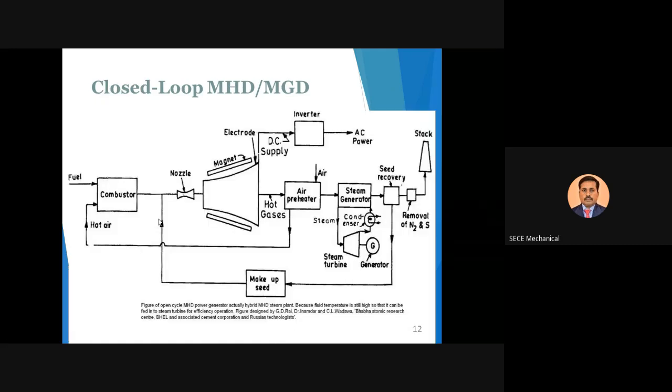Last class we discussed what is meant by combined cycle. A combined cycle is nothing but two cycles combined together to produce power. That means a Rankine cycle, the coal-based steam thermal power plant, and a gas turbine power plant, that is your Brayton cycle. Both are combined together to produce power, in a similar manner to the closed loop MHD generator. One power you get from the MHD generator, and another power you get from the steam turbine, so both can be utilized. So the closed loop MHD generator is also called a combined cycle power plant.